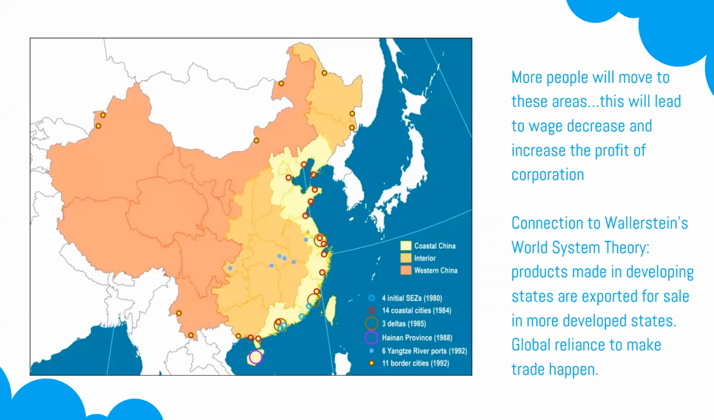And we could make a connection from SEZs to Wallerstein's world systems theory. That's essentially that products made in developing states are exported for sale in more developed states, and again, this is very reliant on the global interconnectedness of the world to make trade happen.